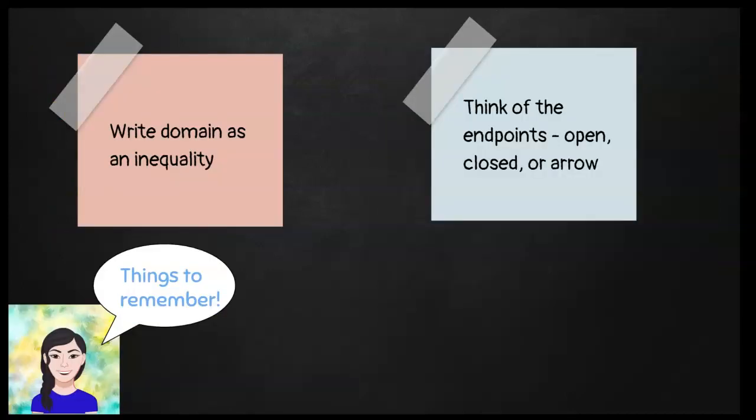Okay, some things for you to remember. Make sure you write your domain as an inequality, and you want to think of the endpoints. So make sure, do I have an open circle, do I have a closed circle, or do I have an arrow?